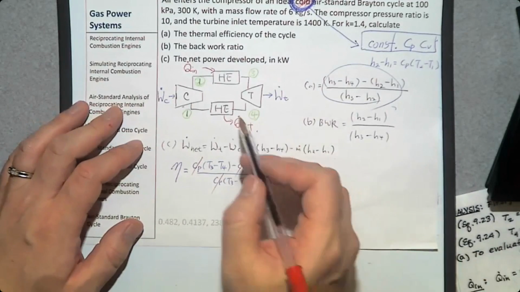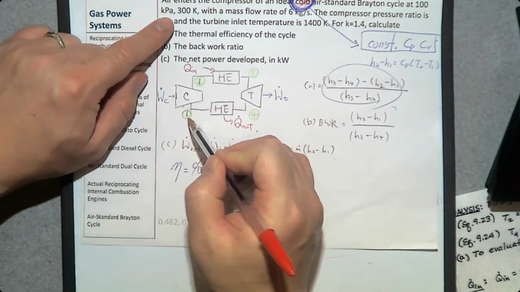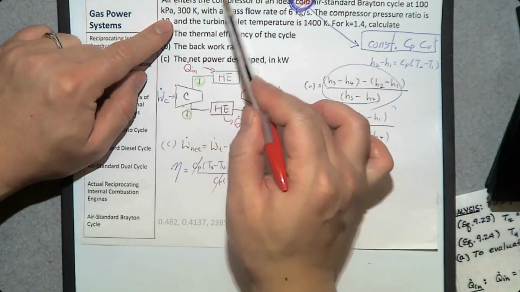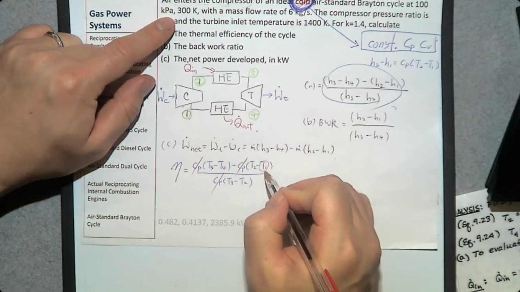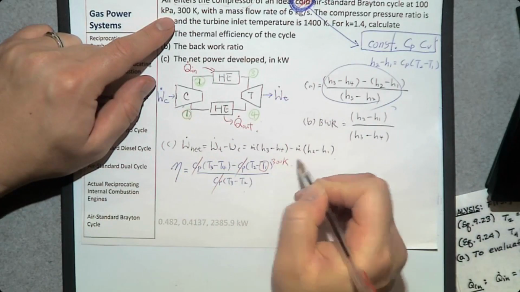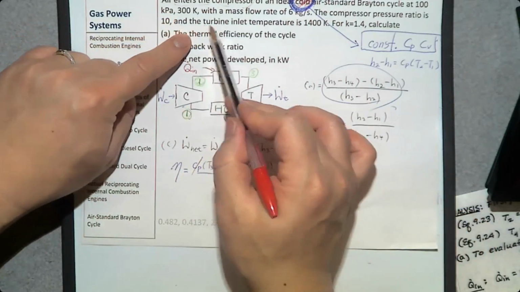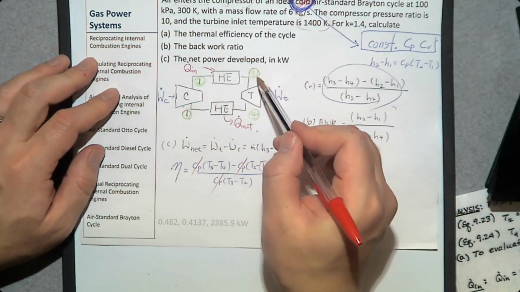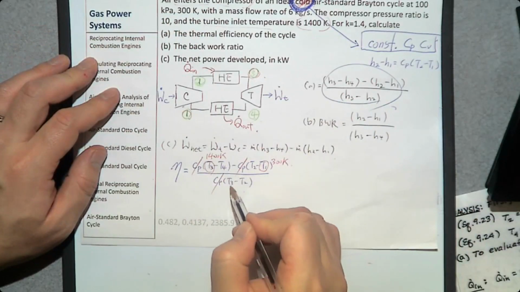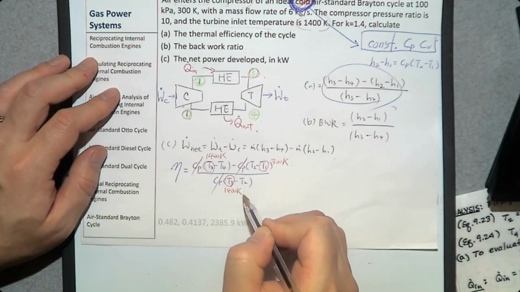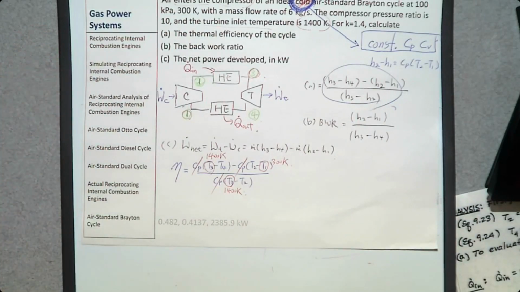So what is the temperature at 1? Air enters the compressor at what temperature? Yeah, 300, so this one is 300 Kelvin. The turbine inlet, number 3, is 1400. So we just need to determine T2 and T4. How?